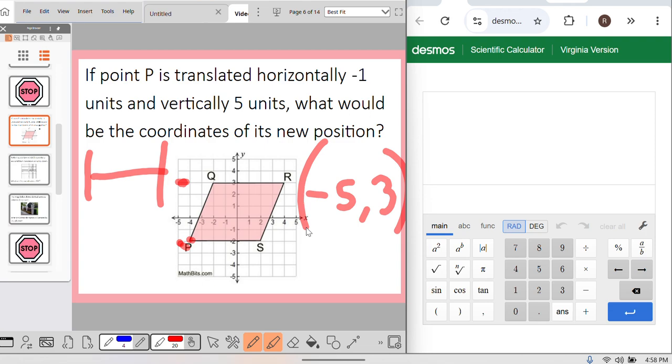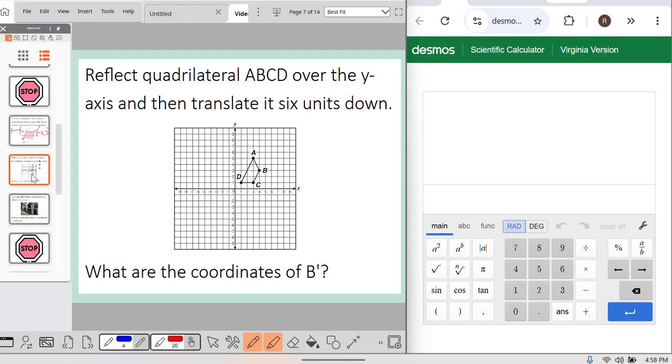Again, I started at P. I went 1 left, horizontally -1, and then vertically 5. 1, 2, 3, 4, 5. And that's how I got to -5, 3. Let's try the next one.